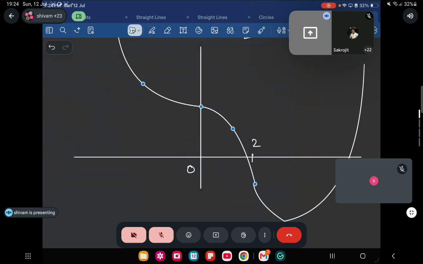Up to 2 it is concave down. Can you understand? See, up to 2 it is concave down. After 2 it is concave up. But still decreasing. After 3 it will go up. This is how the graph should look.